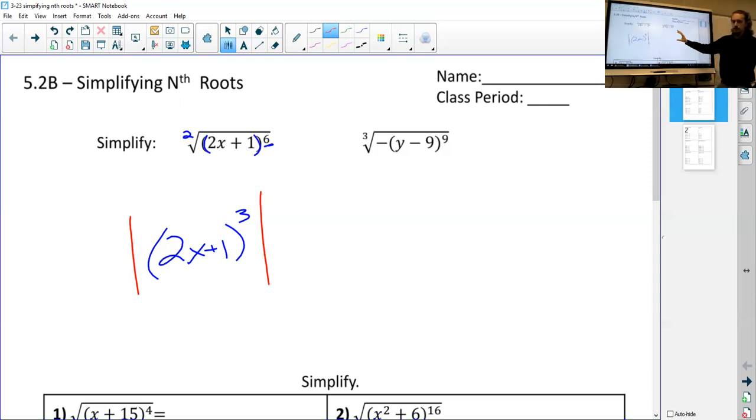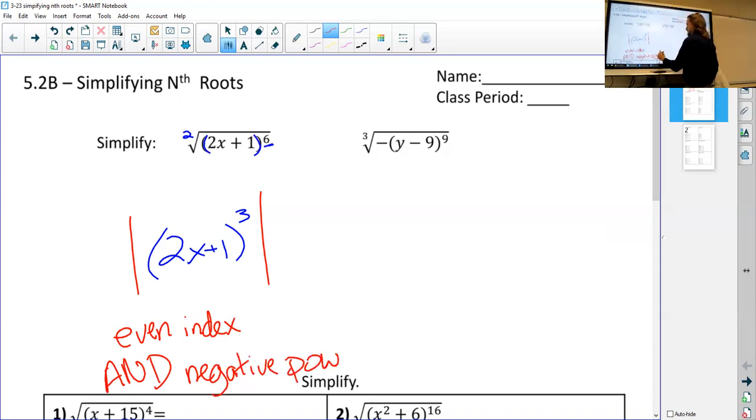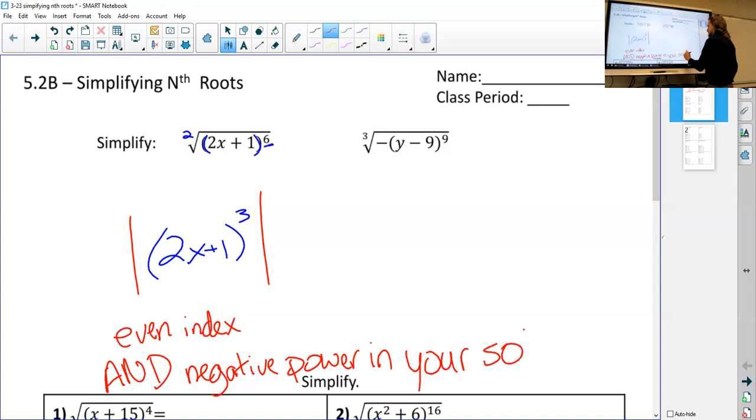The only time this is going to be true is if you have an even index and a negative power in your solution. Okay? So both of those things are true. If you start with an even index, 2, 4, 6, 8, whatever, and you end up with a negative power at the end, you've got to put absolute value signs. It's the only time. Okay?